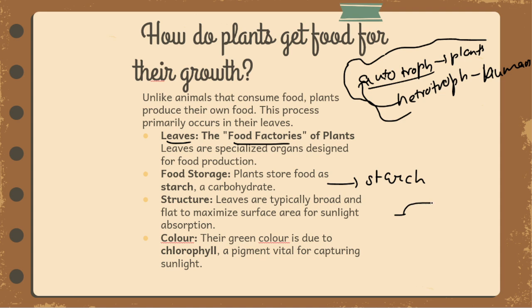If we talk about the structure of a leaf, my drawing is not that good, but still, it has this kind of structure, which has a flat and broad surface which allows sunlight absorption. It also has a green pigment present, which is known as chlorophyll.